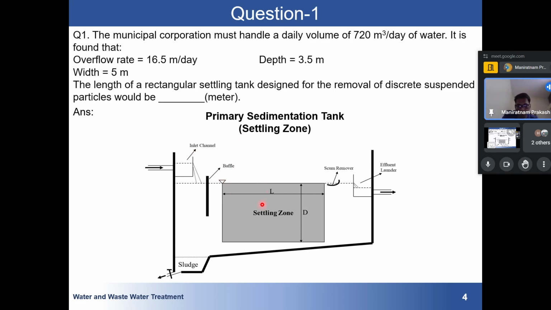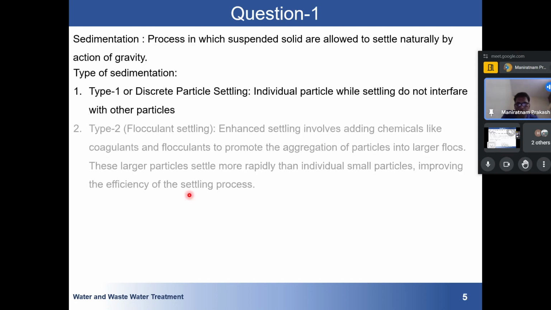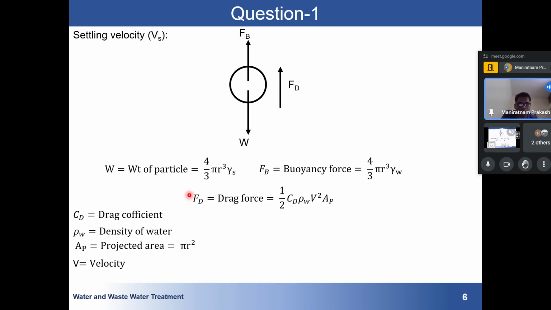We know that the particle will settle with a velocity known as the settling velocity, and that plays an important role in the design of the primary sedimentation tank. So before going to the design, one should have an idea of what this settling velocity is. Now just imagine this is a suspended particle in water. There will be three kinds of force acting on this particle. First, its own weight, which will be given by 4 by 3 pi r cube into its density.